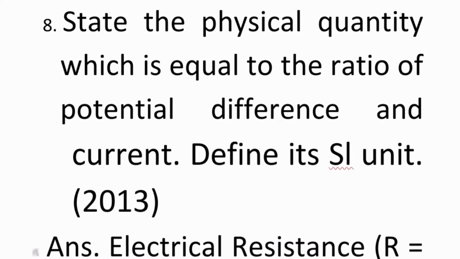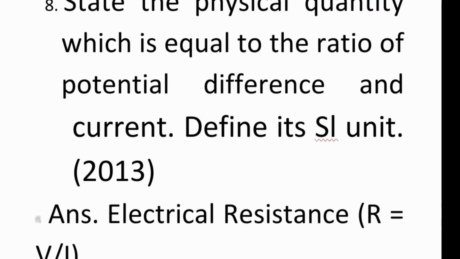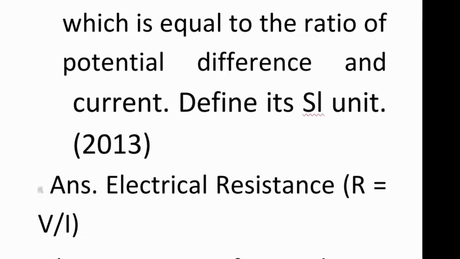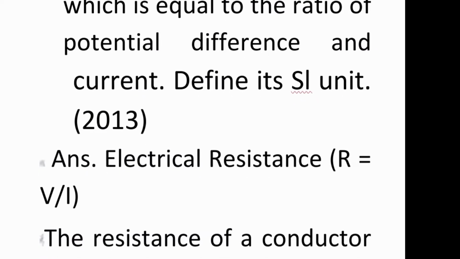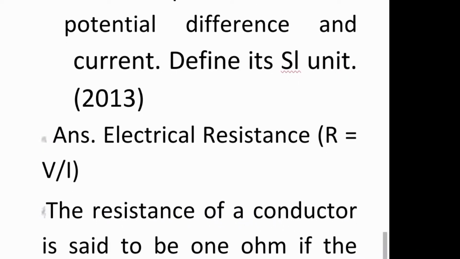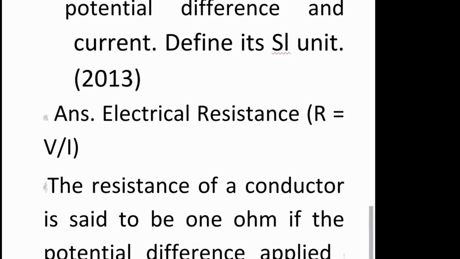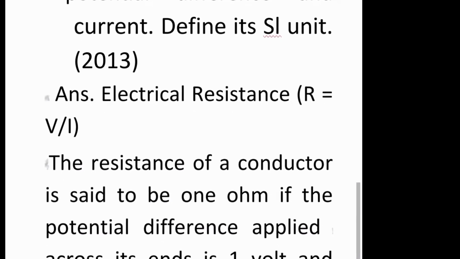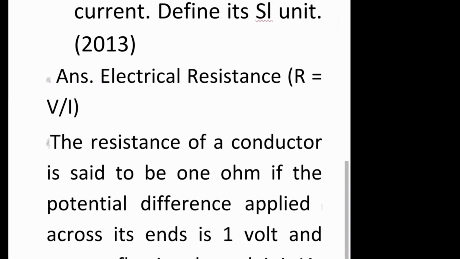The question is from the year 2013. State the physical quantity which is equal to the ratio of potential difference and current. Define its SI unit. Here we have to find the quantity which is equal to potential difference divided by current. From Ohm's law we have the resistance R is equal to V by I. So the quantity is electrical resistance, and if we put V is equal to 1 volt and I is equal to 1 ampere, then 1 volt by 1 ampere will be equal to 1 ohm resistance, right?